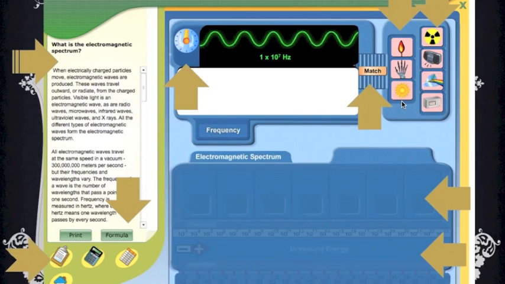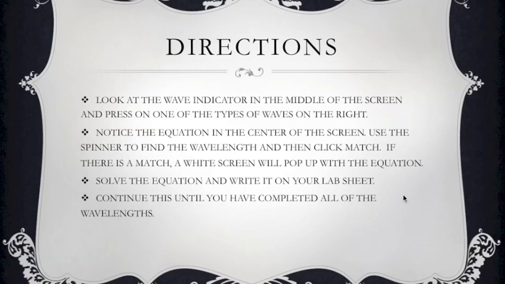and begin to click on one of these different waves at a time. Press the spinner, match, and write down the wavelength. And when you're completely done with all of these waves, then you're going to drop and drag into the electromagnetic spectrum, check to make sure that you have them in the right order, and then draw the electromagnetic spectrum onto your worksheet. Here are more directions.